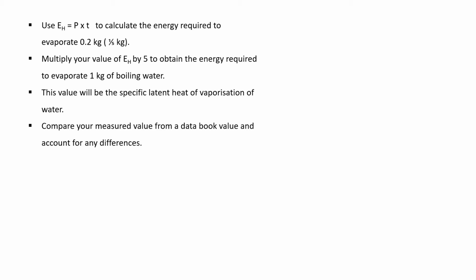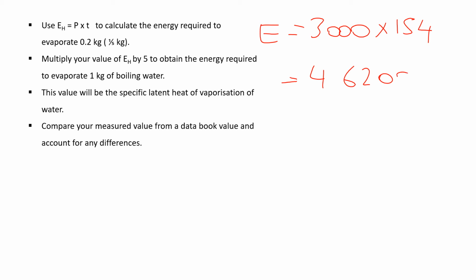So to calculate the energy, I'm going to use the formula E equals PT. The power of the kettle I used was 3000. I'm going to times it by 154 seconds, and that gives me 462,000 joules. That's the energy needed to evaporate 0.2 kilograms of boiling water.